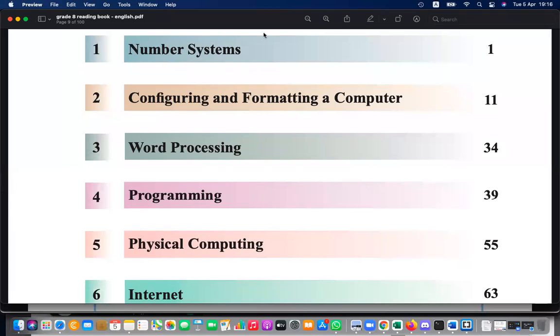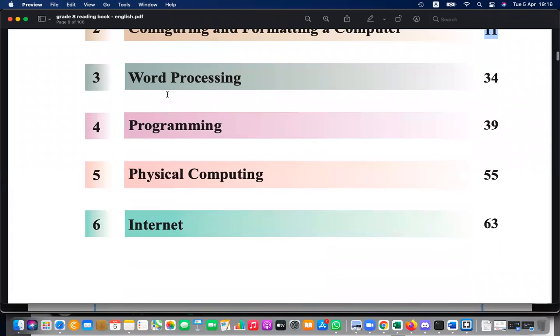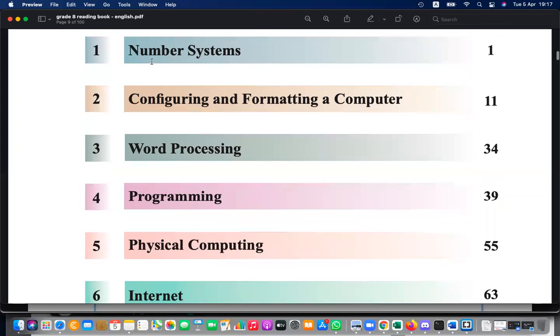Okay, lesson number 1, number systems, and lesson number 2, configuring and formatting a computer. Lesson number 2 is easy because it's a practical lesson. Lesson number 1 is also easy, but some of the students forget the lesson easily. That's the reason: after completing the first 2 lessons, the first term test. After completing the next 2 lessons, the second term test. After completing the third set of lessons, 5 and 6, you have the final one. The final one will cover all 6 lessons. The second term test will cover 4 lessons. The first term test will only cover lessons 1 and 2. I hope it is clear to you now.